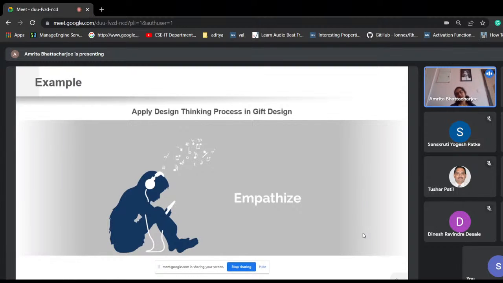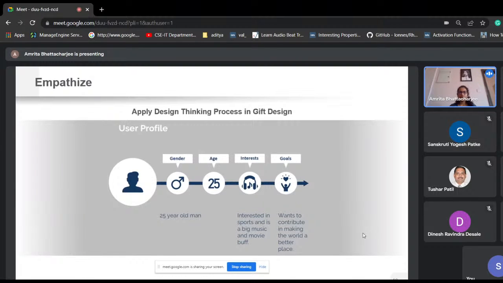Now, how can we apply the design thinking process while designing that gift? As I have mentioned, I already know that person, so it's a little easier for me to empathize with them. To empathize with the person, the first thing I need to explore is who that person is, a few basic pieces of information. We can make a user profile to understand that person: what is the gender of that person, what is their age, their interest, and their goal or aim of life.